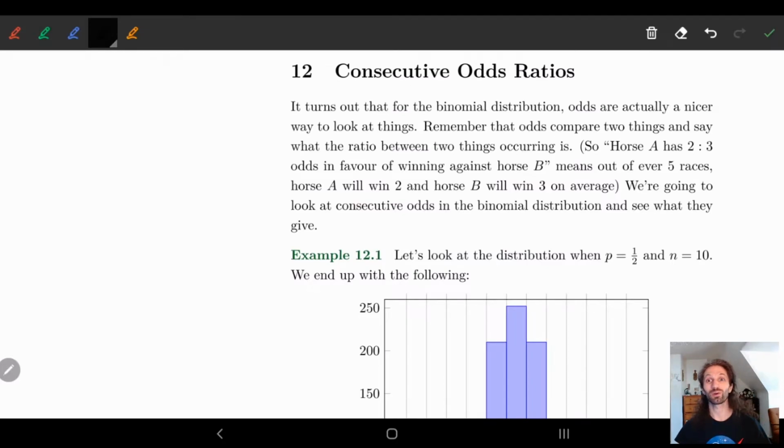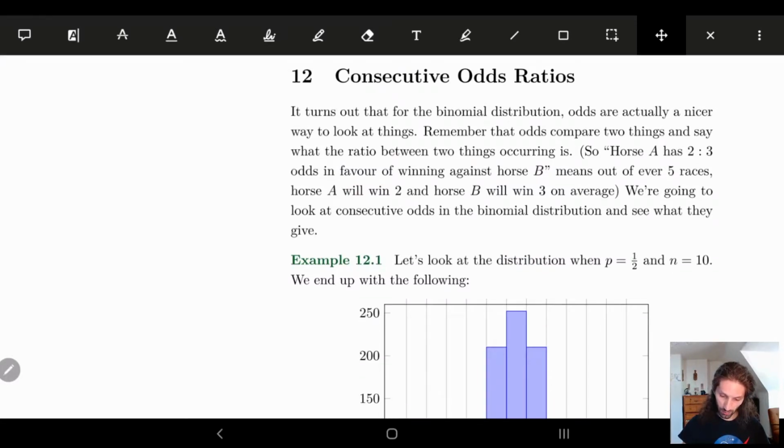Hiya! So in this video, we're going to talk about consecutive odds ratios. What this basically means is we're going to look at the binomial distribution in terms of odds rather than in terms of probabilities. If you remember back in the first week, we were talking about odds. This is very frequent in gambling, like horse races, where you have 2 to 3 odds in favor of winning against horse B or something like this.